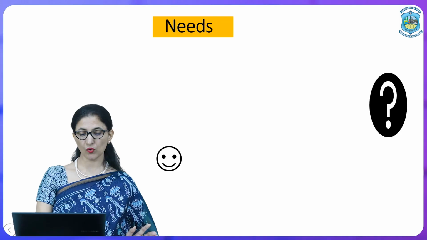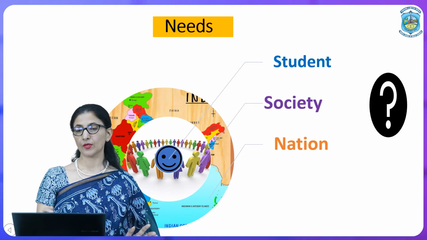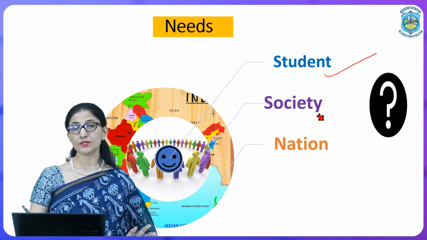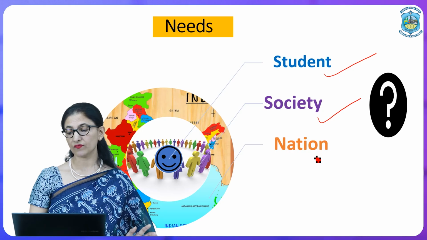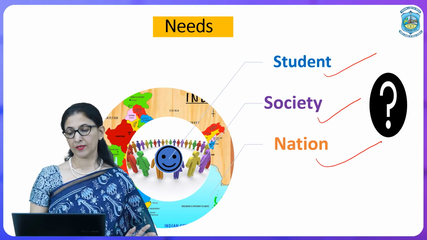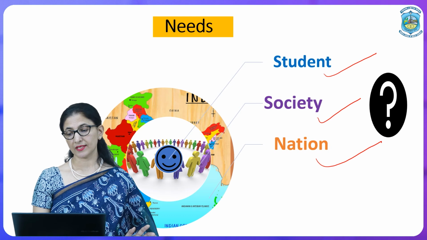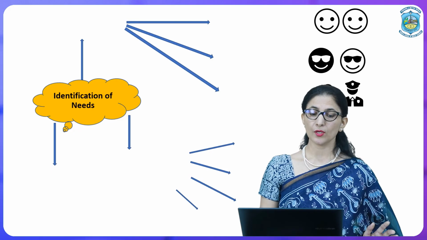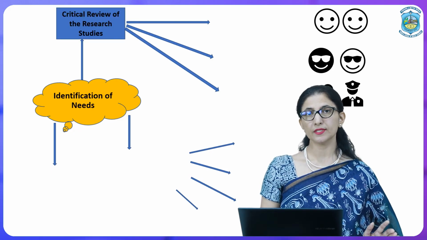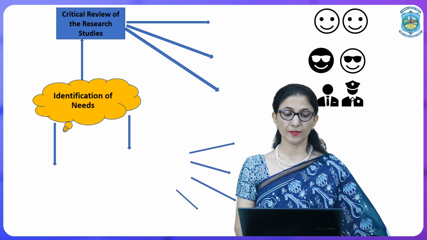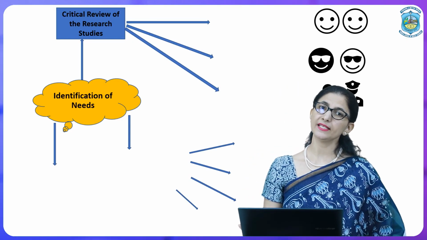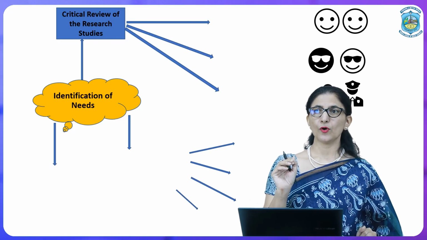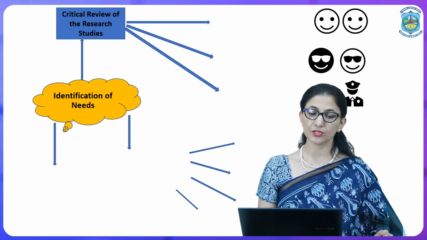Here we have to focus on the needs of the student, the needs of the society, and the needs of the nation. Society is a part of the nation and students are also part of the society. Now, as we are focusing on the needs of students, society and nation, how do we identify the needs? To identify the needs, we should follow a scientific procedure.